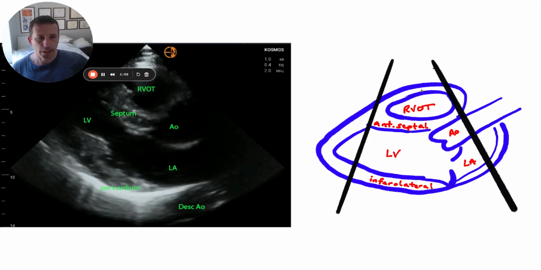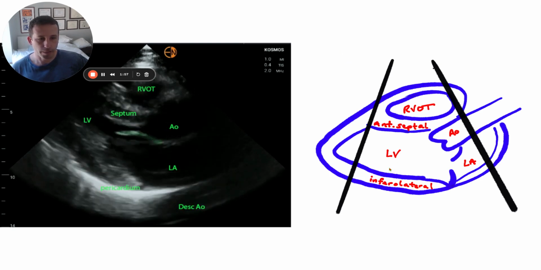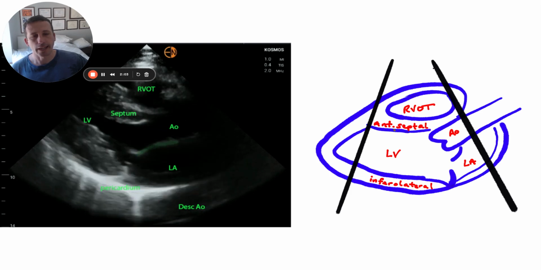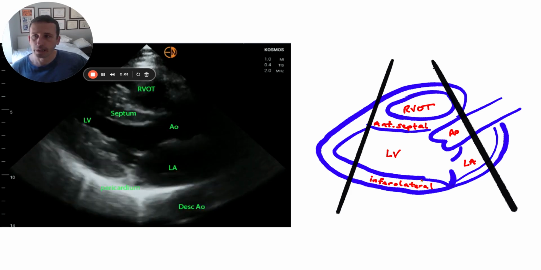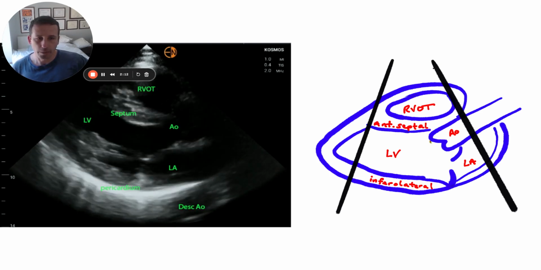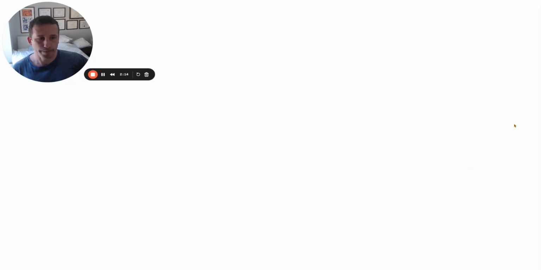Right, so there's our cut. We got RVOT, the septum, LV, and then that aorta, LA, RVOT. Those are all stacked on top of each other. We're only seeing the anterior, or the anteroseptal wall and the inferolateral wall of the LV. So we can make some claims about ejection fraction, but we're really only seeing two walls.